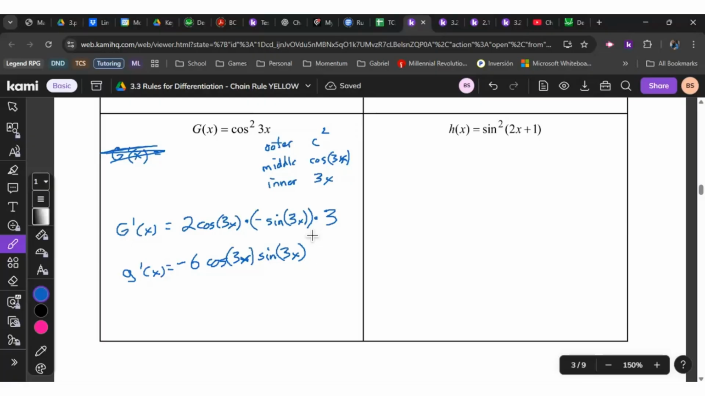Because I had to multiply by the derivative of the innermost function. Right? Because we're doing a double chain rule, because there's three functions inside of each other. So that means we have to do double chain rule. 3 times x is not a function. That is a function. 3x is a function, cosine's a function, something squared is a function. So we've got to do all of them.